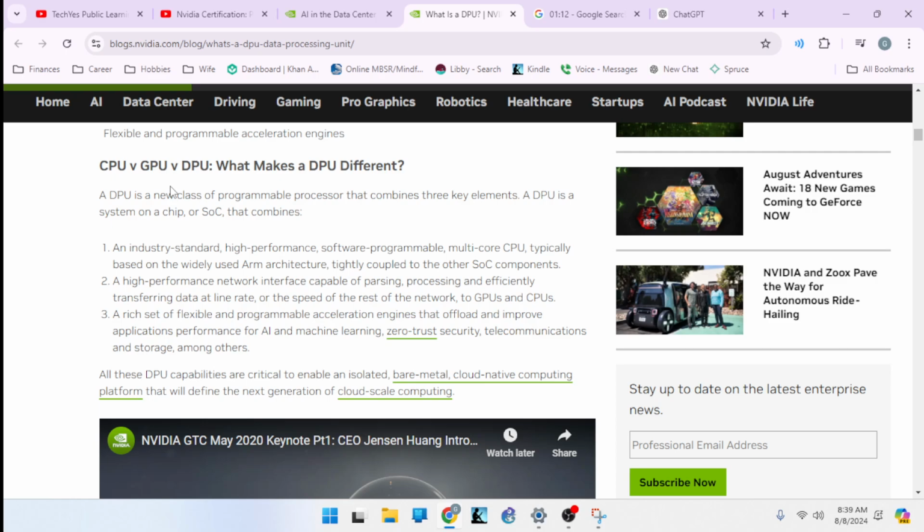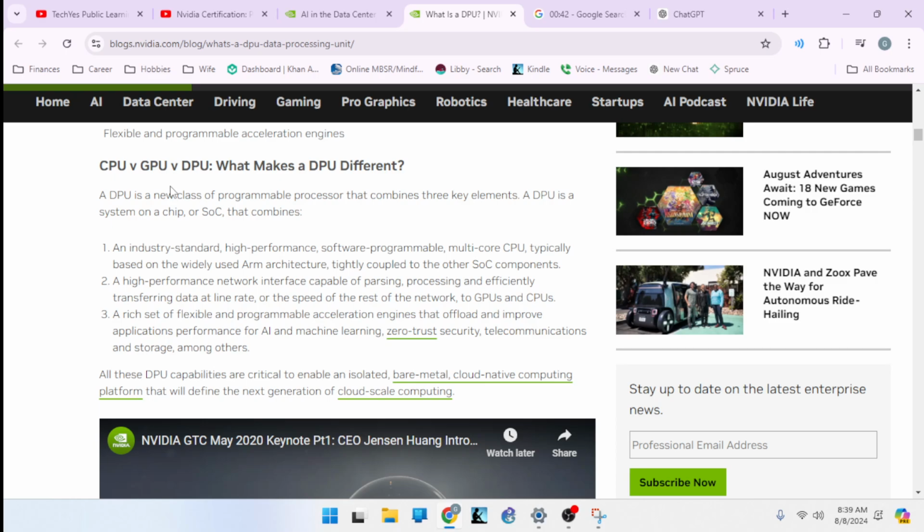Individual components that make up the system. So the first one is an industry standard, high-performance, software programmable multi-core CPU, typically used on the widely used ARM architecture, tightly coupled to the other SoC components. Number two, a high-performance network interface capable of parsing, processing, and efficiently transferring data at line rate, or the speed of the rest of the network, to GPUs and CPUs.